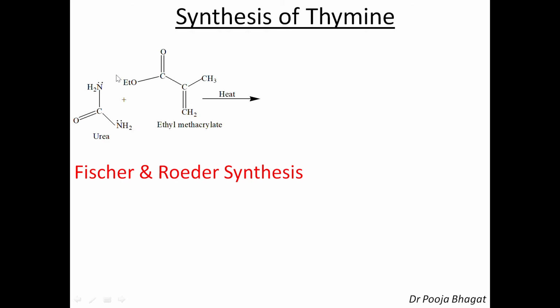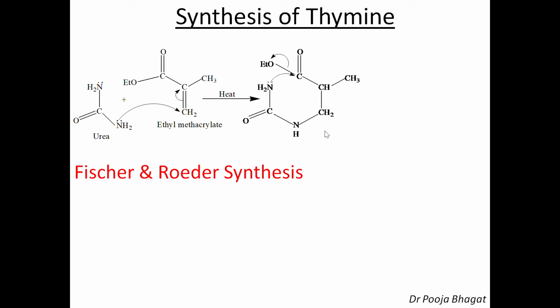See here, in this case, we have taken methyl. And the name of this compound is ethyl methacrylate. Okay, and this is urea. The rest of the steps are similar. The lone pair of electrons will attack here. Pi electrons will shift towards this carbon. So there is a bond between the two, NH and CH2.